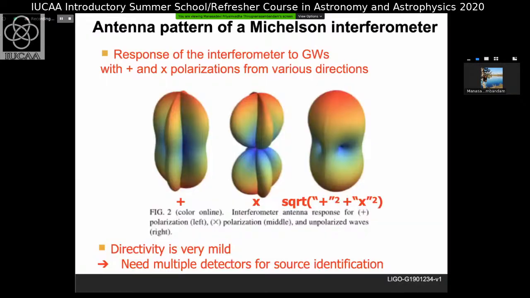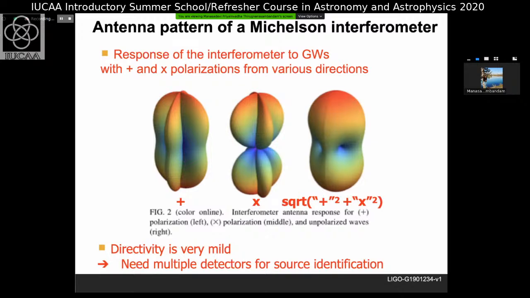We know that a Michelson interferometer can help us sense a gravitational wave. But it's also important to know that the interferometer does not behave like a typical telescope. Its behavior is more close to an antenna. And the response of the interferometer to gravitational waves of the two polarizations that we considered, from various directions, can be seen in this picture as more of a lobed structure.